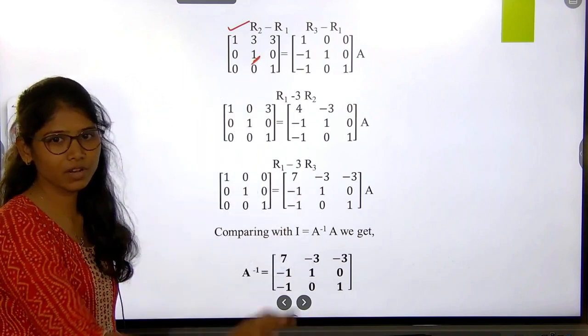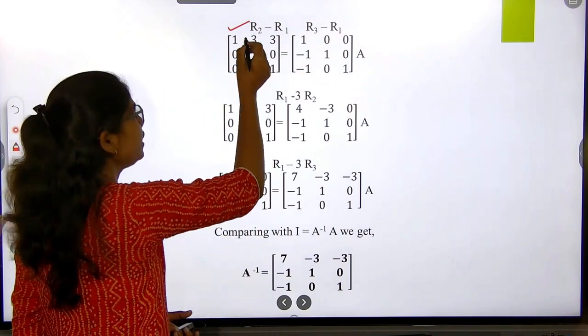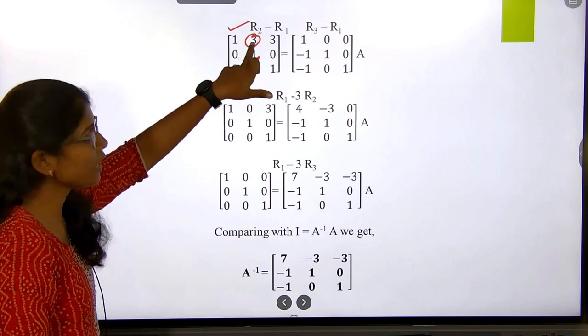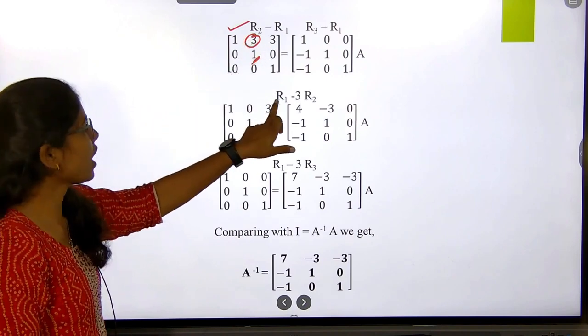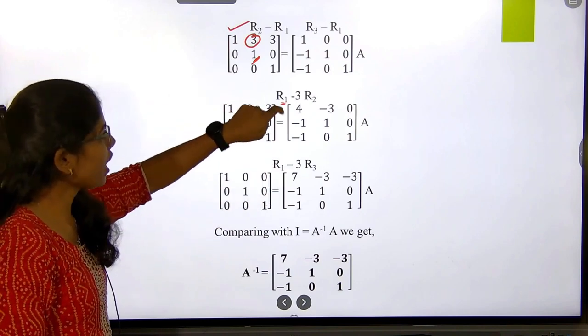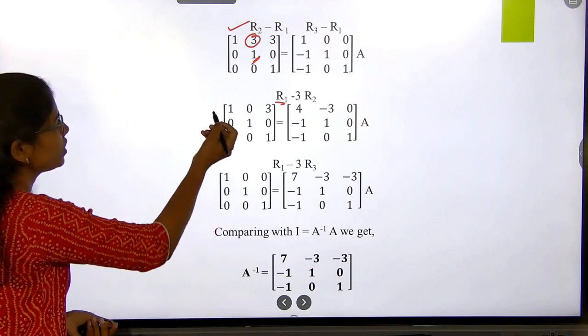So it is already 1. So other element should be 0. So make 3 as 0. For making 3 as 0, we use row operation R1 minus 3 R2. So we are doing changes in R1. So write down R2 and R3 as it is, okay, and do changes in R1.